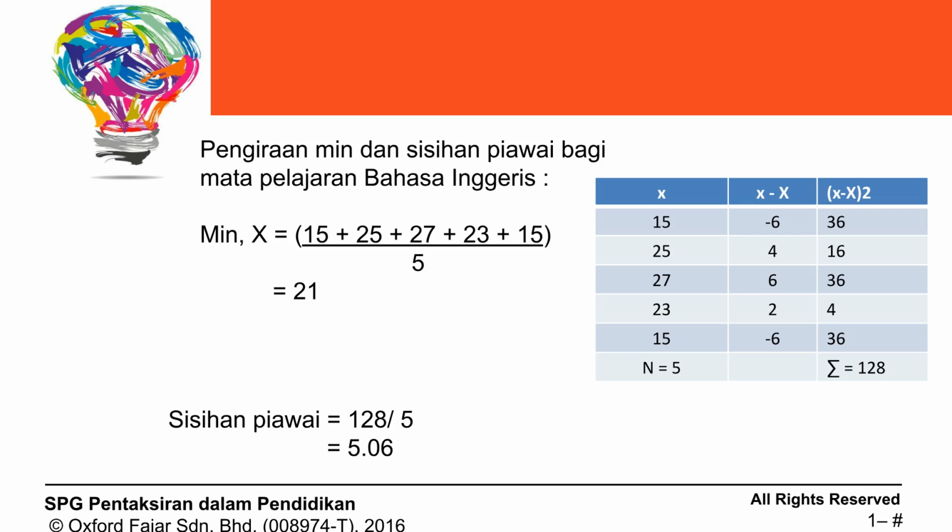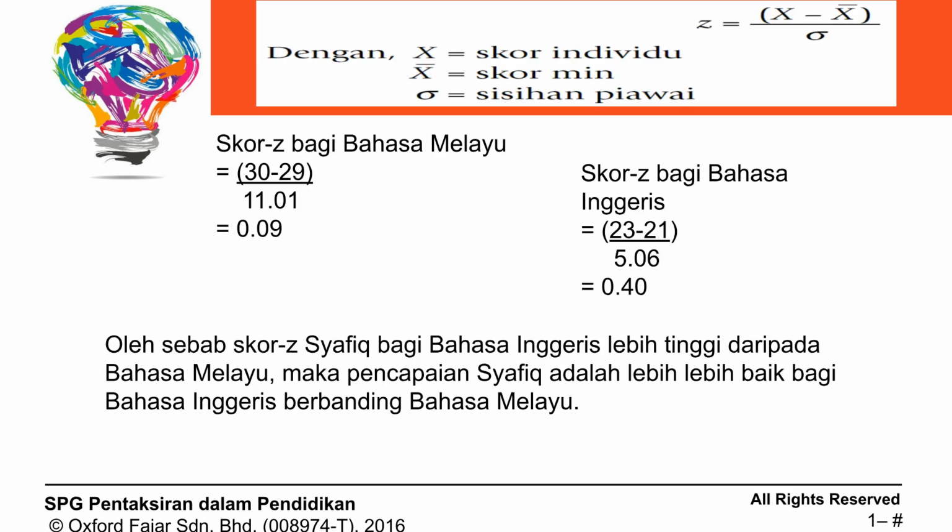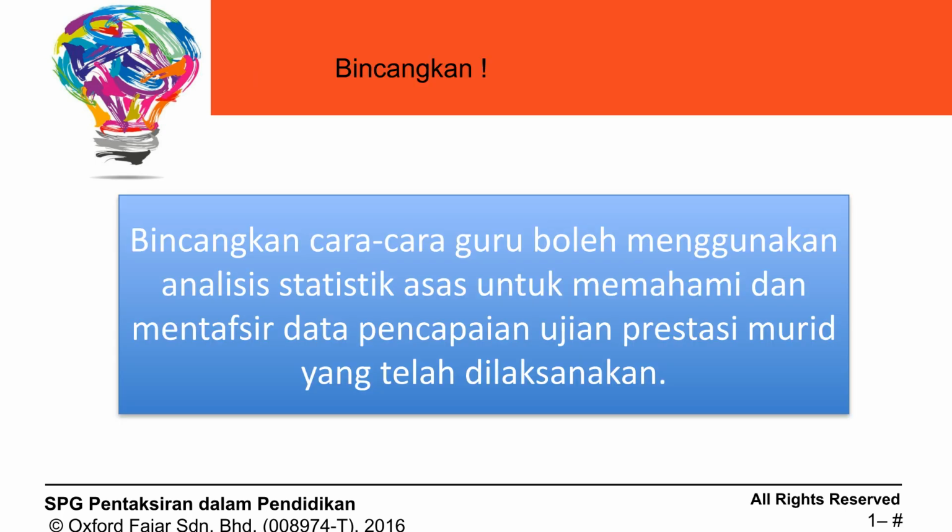The mean for the English language is 21. The Z score for Malay language is 0.09, and for English language is 0.40. Since Shafiq's English language Z score is higher, his achievement is better in English language compared to Malay language. Discuss how teachers can use basic statistical analysis to understand and interpret student achievement test data that has been implemented.